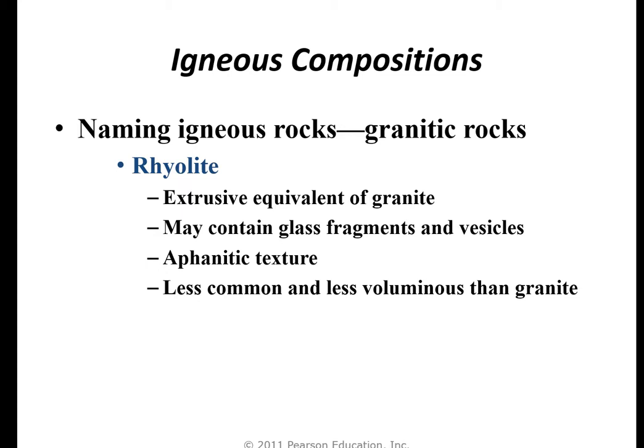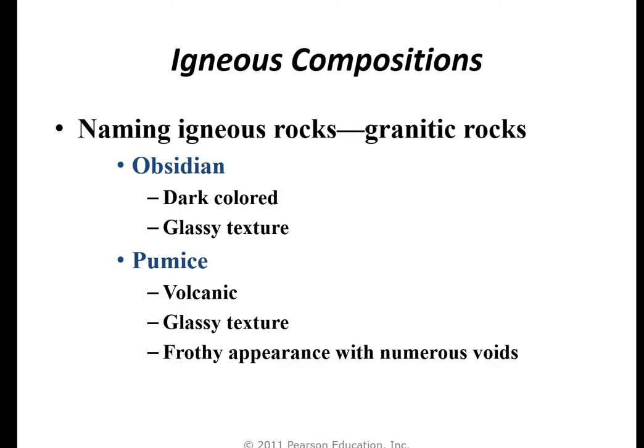Rhyolite is an extrusive equivalent of granite, may contain glass fragments and vesicles. Aphanitic texture, and less common and less voluminous than granite. Obsidian, another favorite of mine, is very dark colored and glassy textured. Pumice is volcanic, has glassy texture, and a frothy appearance with numerous voids from air bubbles.